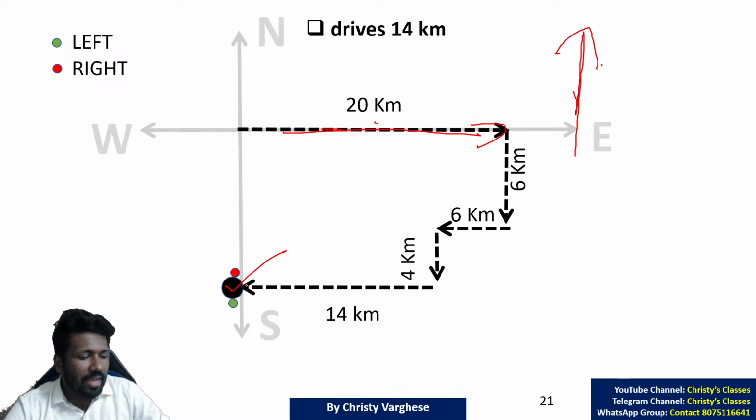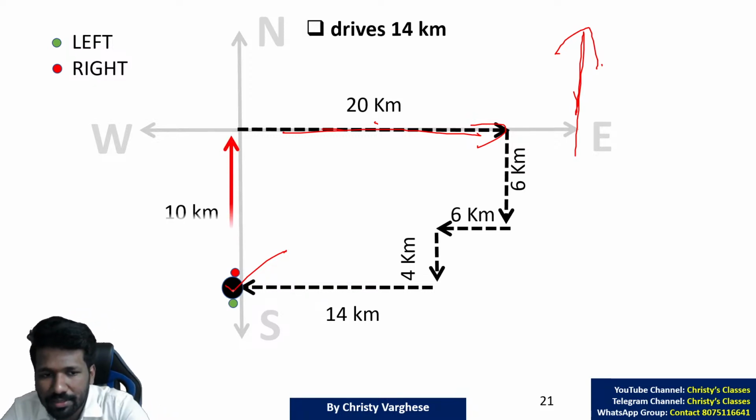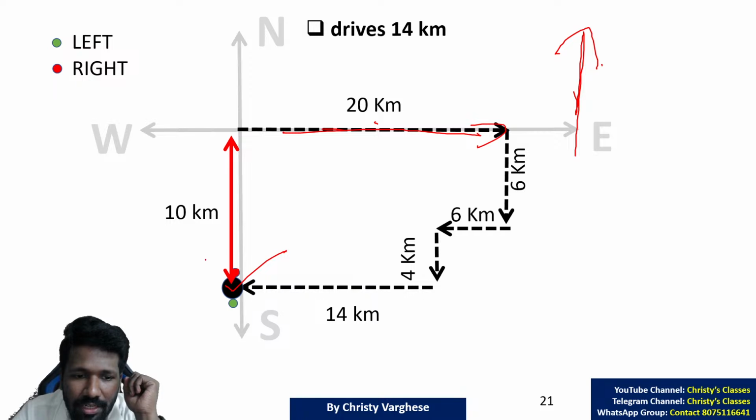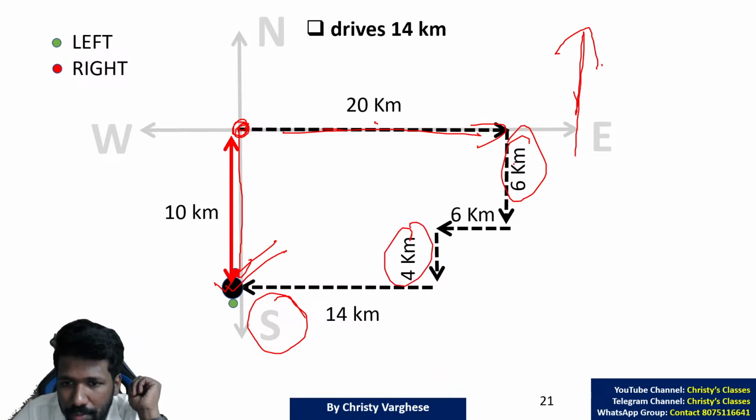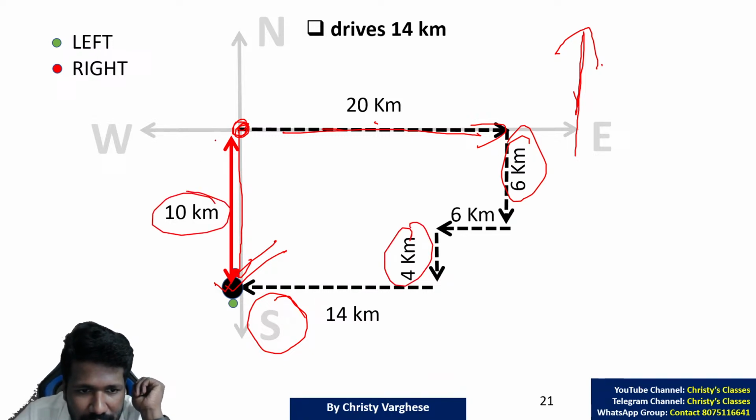So now, what is the answer? The question is asking, what will be the direction from the initial point? This is the initial point now. From the initial point it is the downward direction, that is the south direction. So it is towards south for sure. And how much distance? This is 6 kilometers, this is 4 kilometers. So 6 plus 4, 10 will be this distance. Did all of you understand? 6 plus 4, 10.